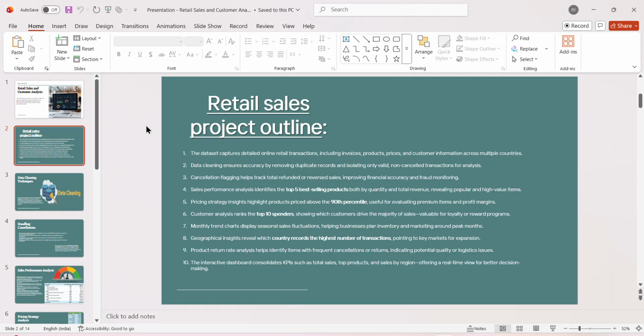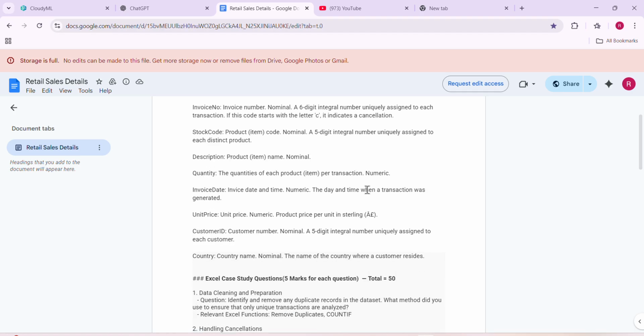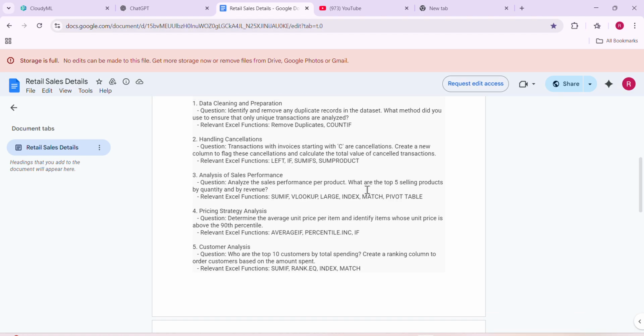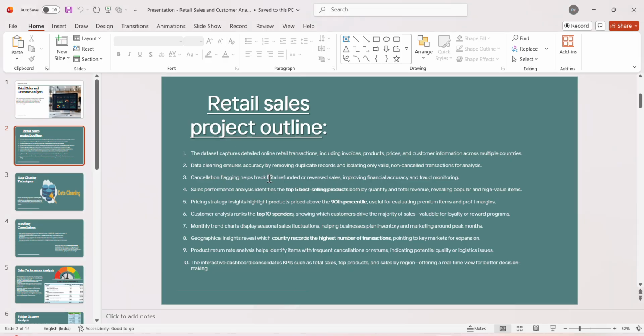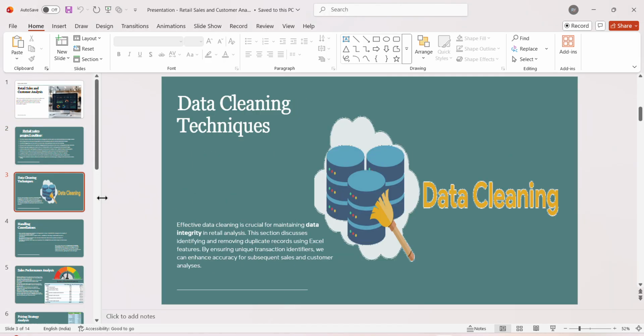Moving on to the next slide, this is the outline of all the questions which we will discuss explicitly one by one. And here we have the questions of our project on retail sales. The first question is data cleaning techniques.